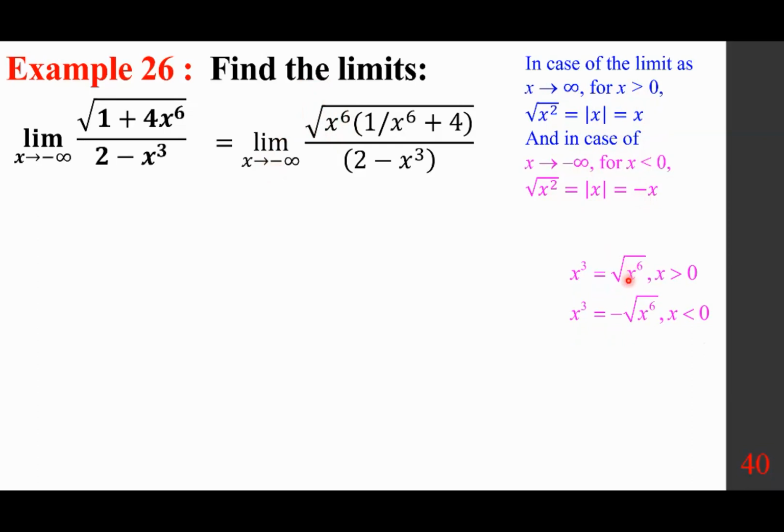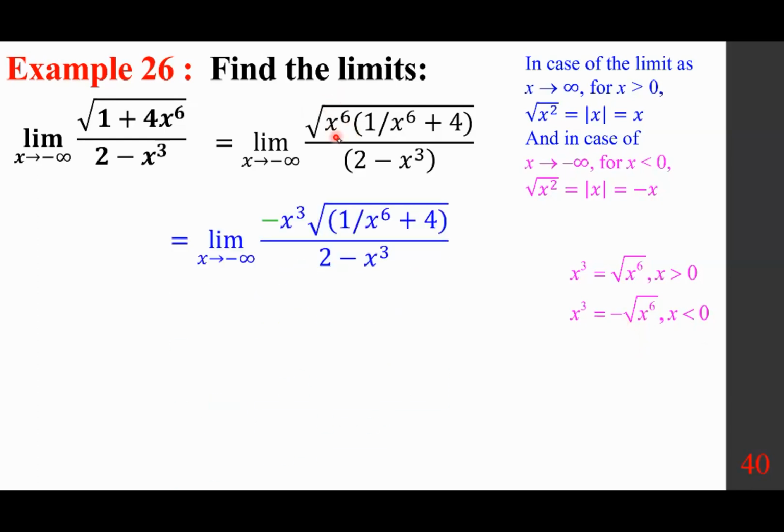x cubed is the square root of x to the power of 6 when x is positive. But if it's negative, it's minus of that. Okay? And this is minus x cubed. So pay attention to how you take this out, because it's negative, it creates this negative sign. If this was positive infinity, it wouldn't.